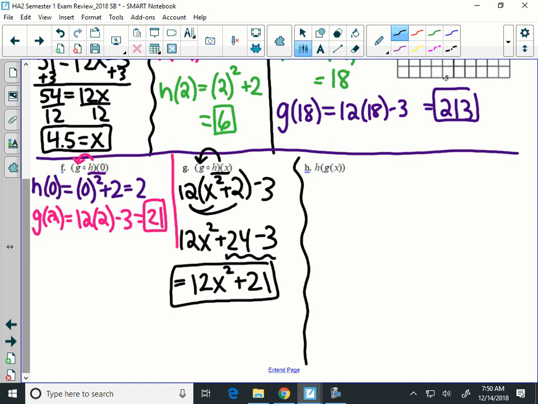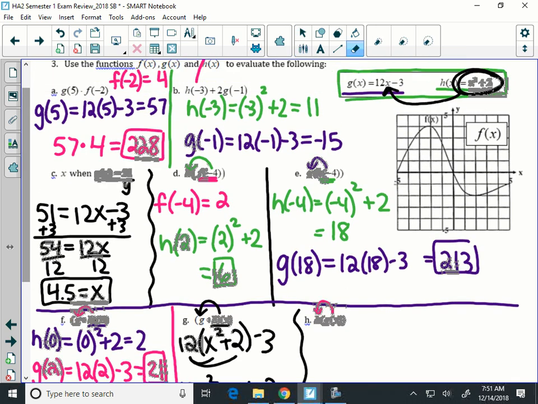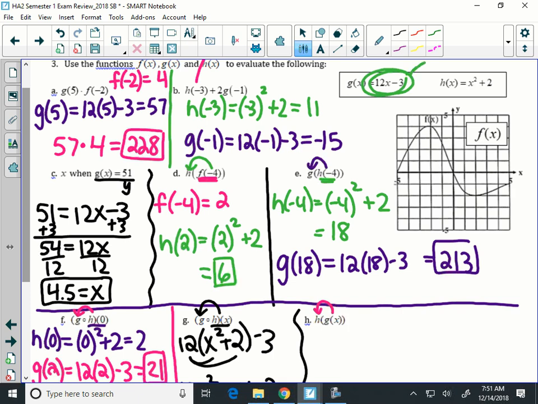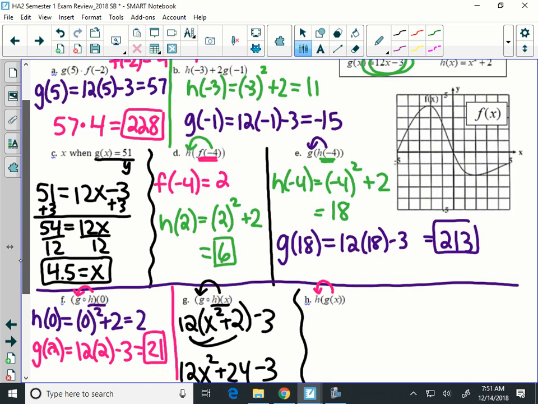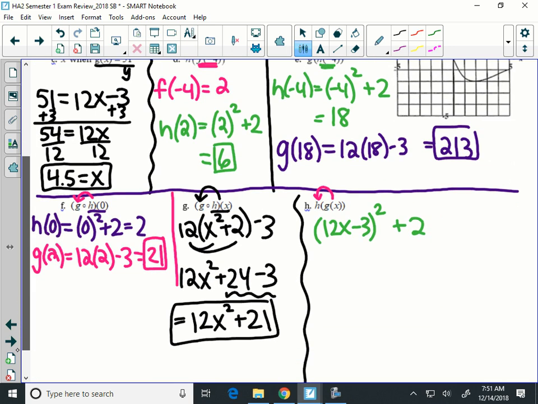Finally, in h, you're finding h of g of x, so the other way around this time. This time you're putting g into the function of h. So what that looks like up here is you're going to take this 12x minus 3 and put it into x inside of h. So I'll write it first so we can see the functions. So the g here, instead of x, we're going to put 12x minus 3. We're going to square it, and then add 2 onto the end.